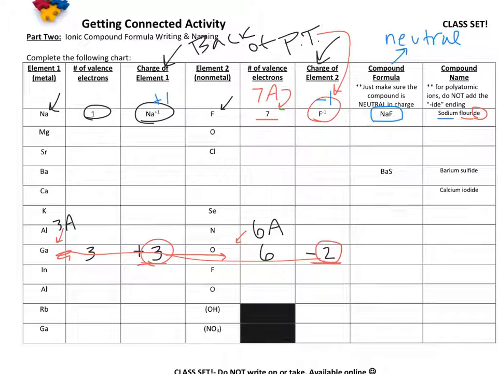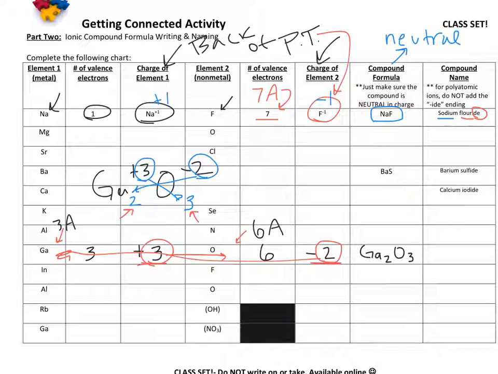So in essence, let's just do it up here: Ga plus 3, and we've got an O minus 2. We're going to take this 2 and put it down by the feet of gallium, and this 3 is going to go down by the feet of oxygen. That means we need 2 atoms of gallium and 3 atoms of oxygen to come together to steal each other's electrons to make everything neutral. So in this compound formula, we're going to have Ga2O3.